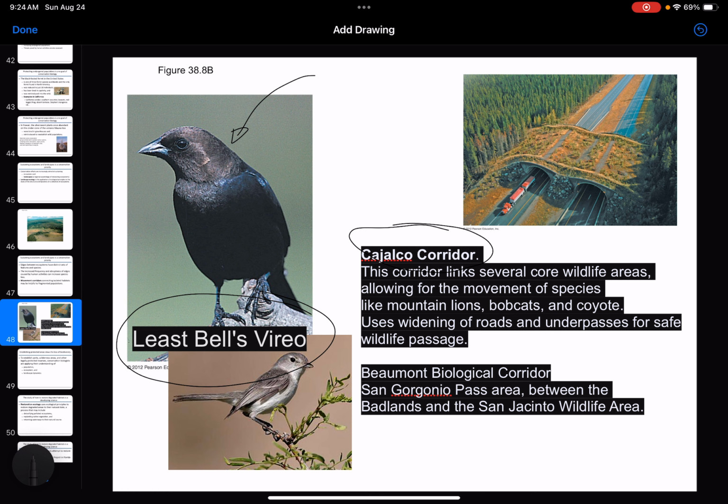And there's also underpasses in that corridor for safe travel across Cajalco. In Beaumont, there's also biological corridors that connect the San Gorgonio area and the Badlands down below to San Jacinto Wildlife Area, an area that maybe some of us have already visited or we will be visiting ourselves as part of the course.